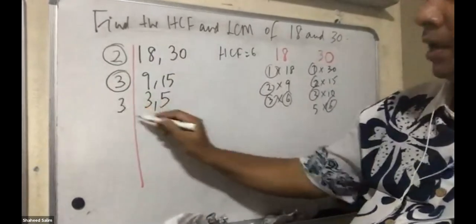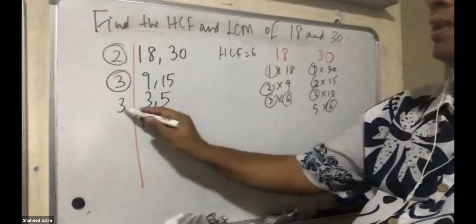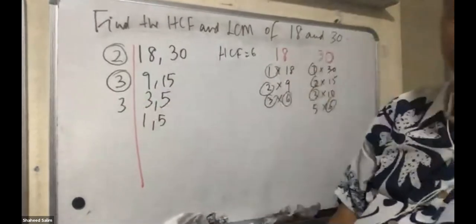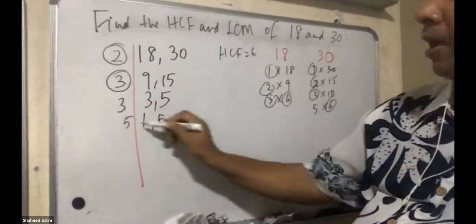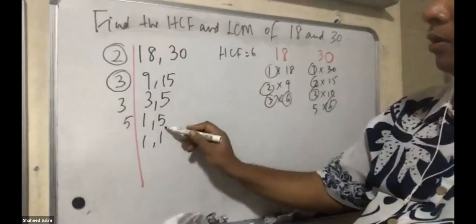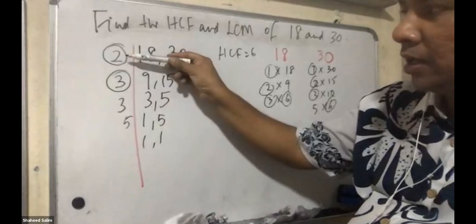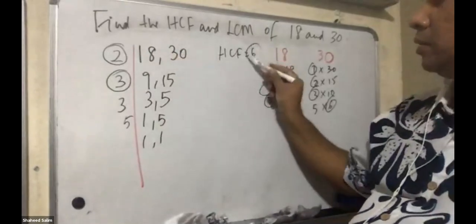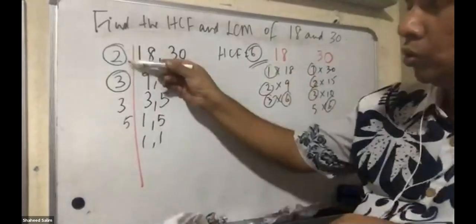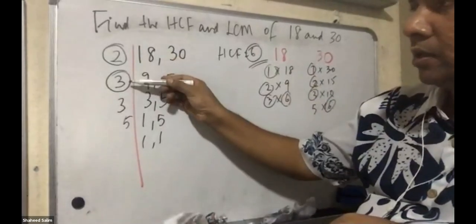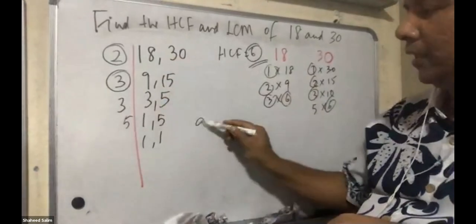Now divide by 3 again, get 1. This one is 5. 3 divided by 3, get 1. Only 1 can be divided, don't circle. Next one, 5 divided by, you get 1, 1. Only 1 can be divided, don't circle. Take the circled ones times each other. 2 times 3, 6. HCF. LCM, 2 times 3, 6. 6 times 3, 18. 18 times 5, 90.